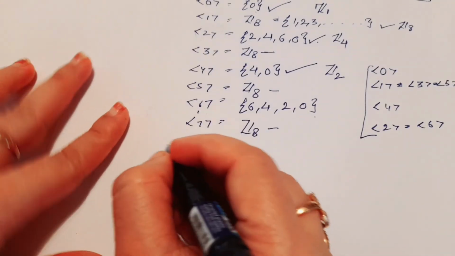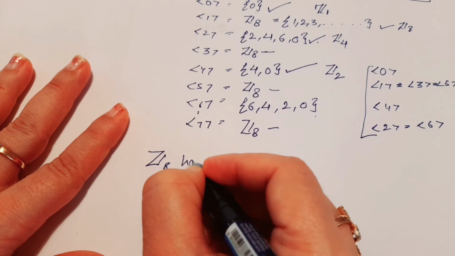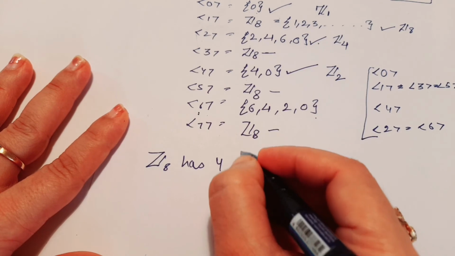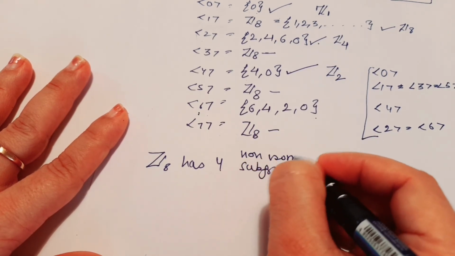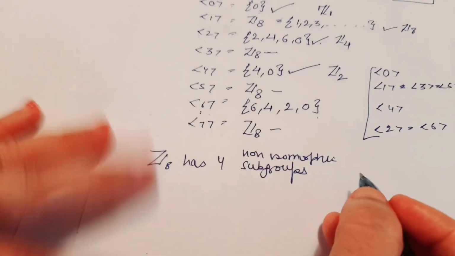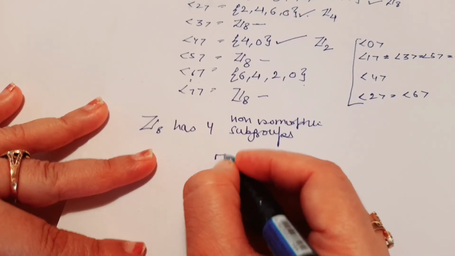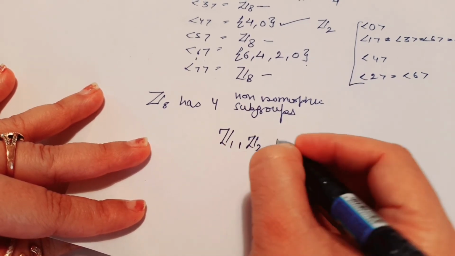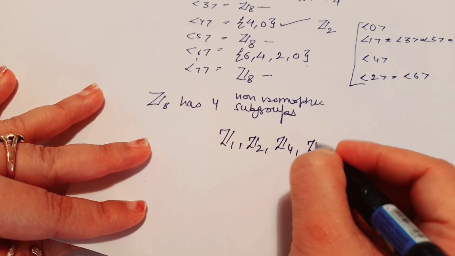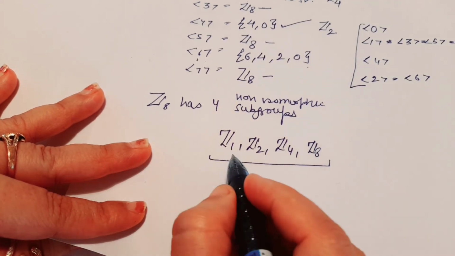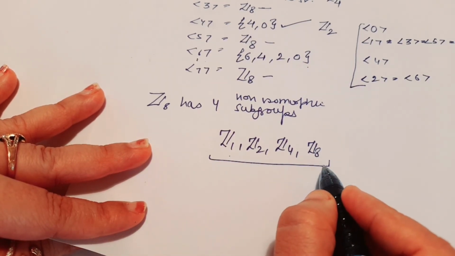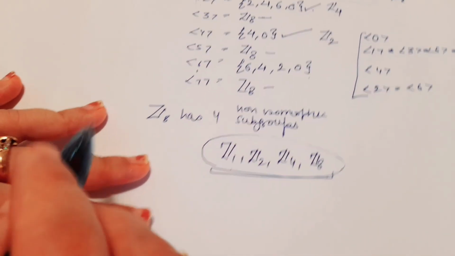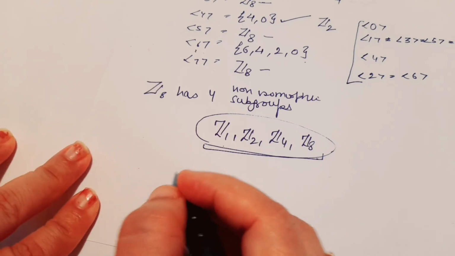So Z8 has 4 subgroups, or you can say 4 non-isomorphic subgroups. Which are those subgroups? Those are Z1, Z2, Z4, Z8. And you know, these were divisors of 8 because Z8 was cyclic. So these divisors will be its subgroups. Now we have one short trick as well.